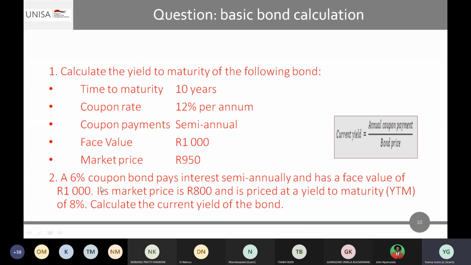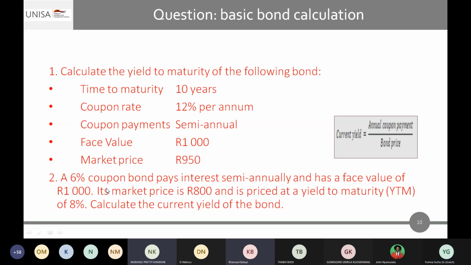Okay, is everyone with me? 6% coupon. Yumna, yes, this is where I'm getting confused. If it says a 6% coupon bond pays interest semi-annually, is this 6% a semi-annual one or an annual coupon rate? Do we divide the 6% by 2 or multiply it by 2? Okay, so always do it like this. Your coupon rate is always an annual rate. You take your coupon rate times the face value to get your amount, and then you divide by 2, the way we've done in the question above. 6% is not your semi-annual rate, it's your coupon rate. You times it by your face value, and then you divide by 2, and we get 30.